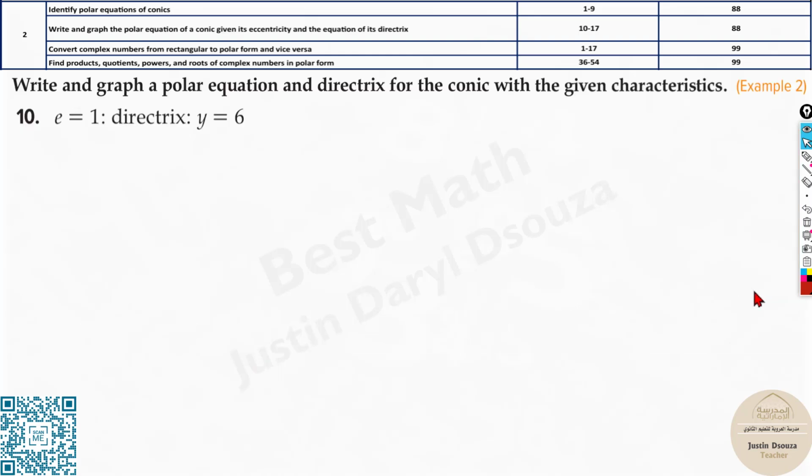So that's it. Now, in the next type of problems, they have given you the e value and the directrix y equals 6. We need to write the equation. Now, looking at this, we need to write the standard form first of all. The e value is 1, so I know the conic. Let me just write the conic is a parabola. Why? Because eccentricity is equal to 1. The standard form, r is equal to e times d.